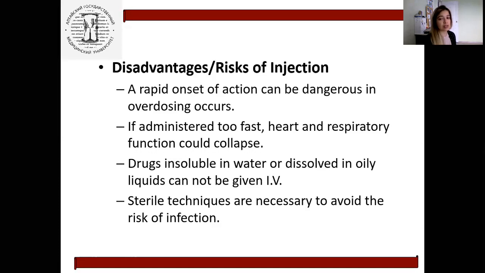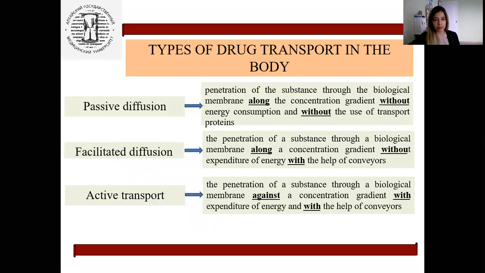Sterile techniques are necessary to avoid the risk of infection. This is not a very big problem, but it makes difficulties for patients. If the patient is at home, if he is not in hospital, it can be difficult for him to make everything in a sterile environment. So he can need some help from some medical people with medical education, or maybe a nurse or a doctor.